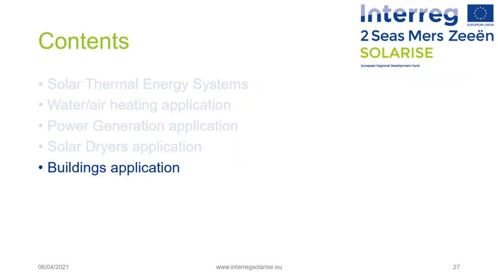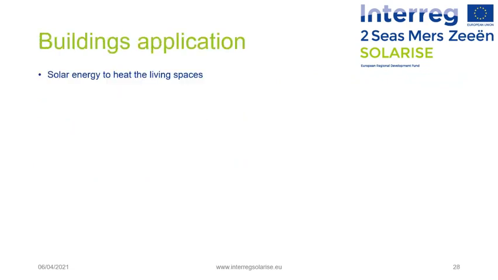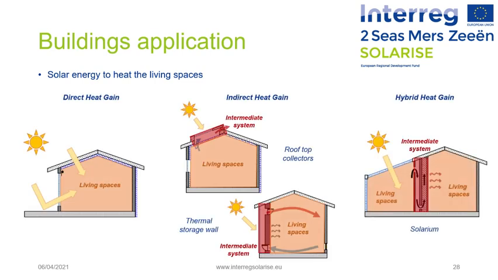We will finish this training by seeing some building applications of solar energy. About building applications, one of the principal aims of solar energy is to heat the living spaces. There are several ways to do so, which can be split into three categories. There is heating by direct heat gain, which is the most common way, where sunlight is admitted into the living spaces directly through openings or glazed windows.